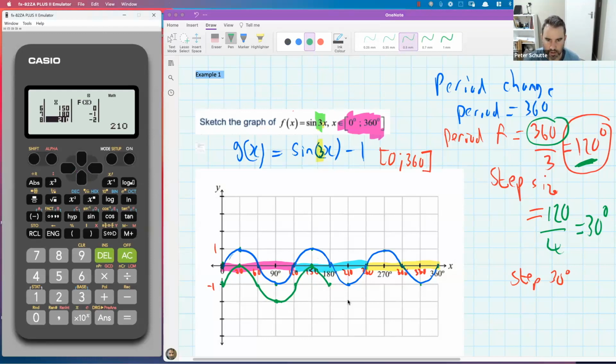So 210, -2, 240, -1, 270, 0. You can kind of see the pattern is still continuing. 300, -1, so that would be down here. 330, -2, 360, -1.